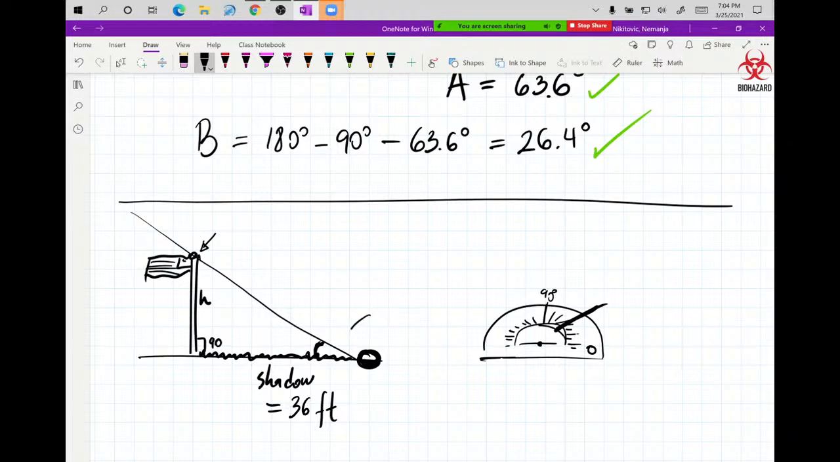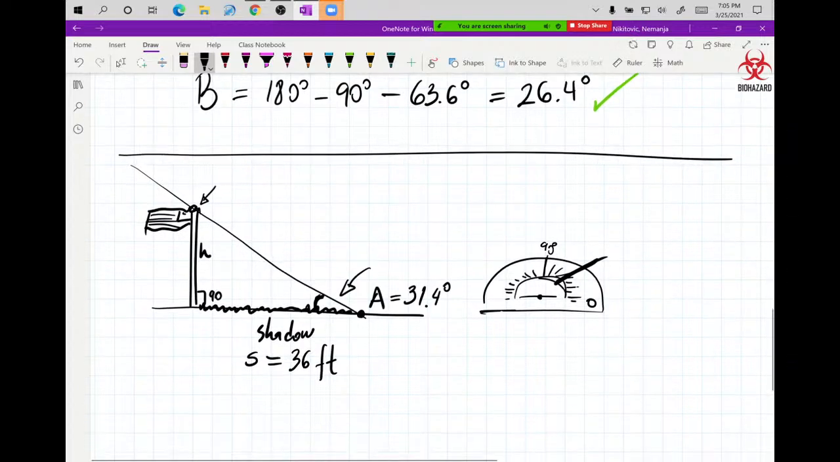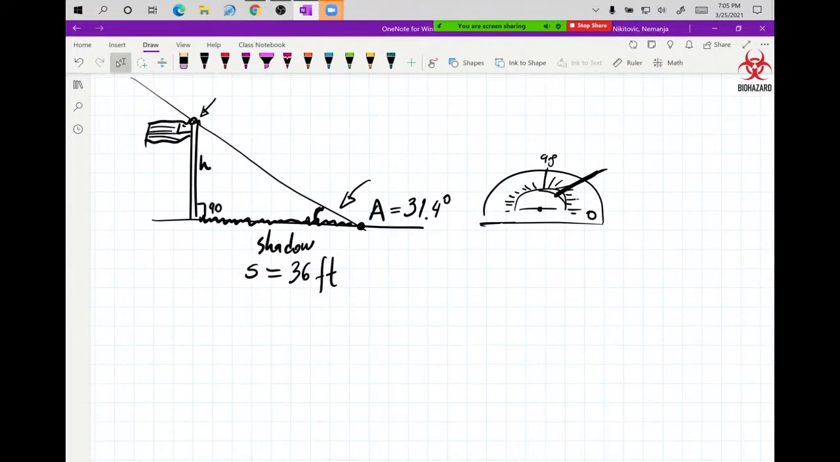So let's say that you measure that angle there, call it angle A, and let's say that that angle A was, I don't know, 31.4 degrees, because you really did a good job measuring. So how tall is the flagpole?